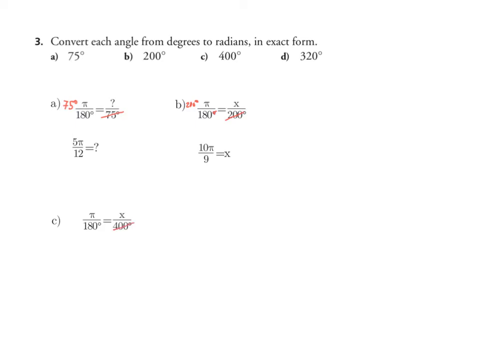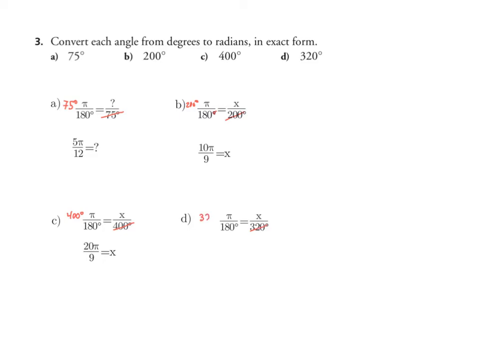Bring this 400 degrees to the other side by multiplying both sides by 400 degrees. And 400 and 180 can both be divided by 20, and you get 20 pi by 9. 400 divided by 20 is 20. 180 divided by 20 is 9. So it reduces to 20 pi by 9, and that's what x is. So anytime you have 400 degrees, you know you have 20 pi by 9. And by now I really hope you could do this with any number of degrees.